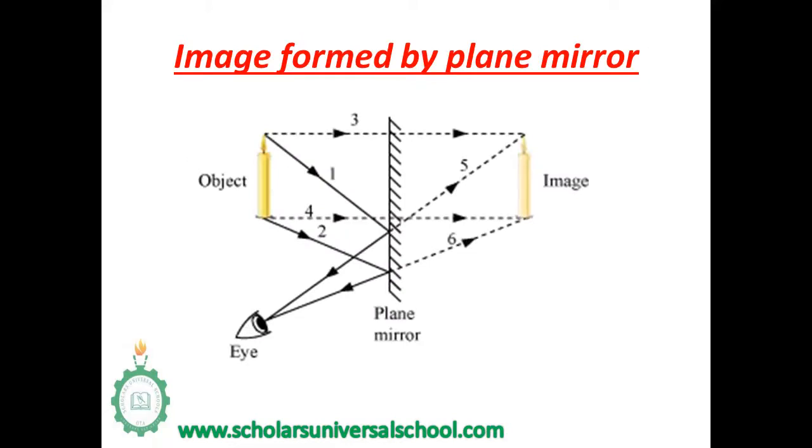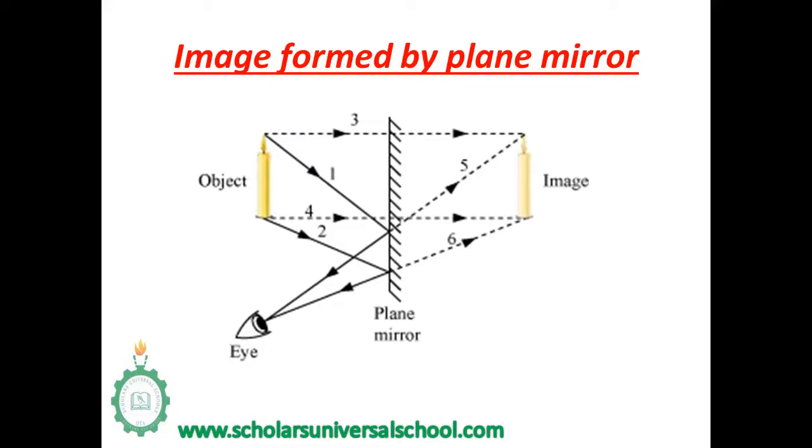If you look at this, you have this object here, this candle, and it's being cast on this plane mirror. As you can see, an observer's eye is here looking at the image. The rays of this object, which is the candle, have now been reflected. But notice that the image is not formed in front of the mirror, which is at the left hand side. The image is formed at the back of the mirror, which is behind the mirror at the right hand side. So the image formed is behind the mirror, which means it is a virtual image.